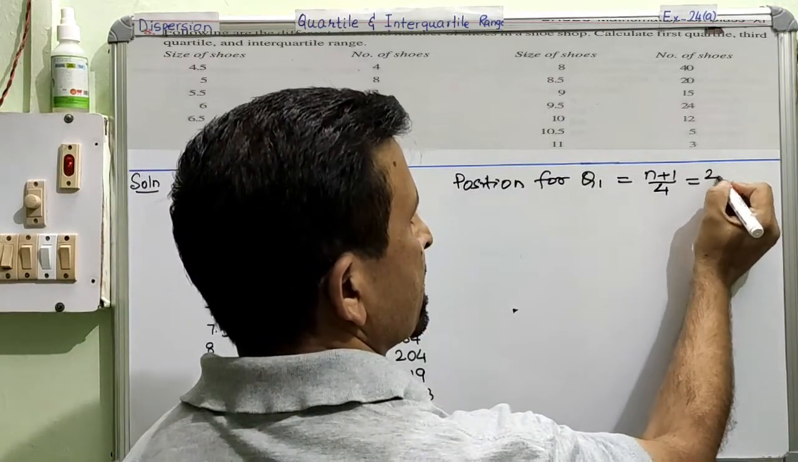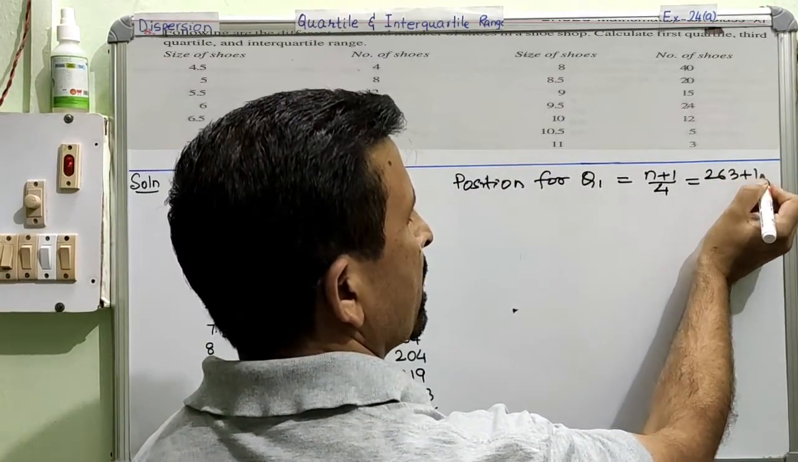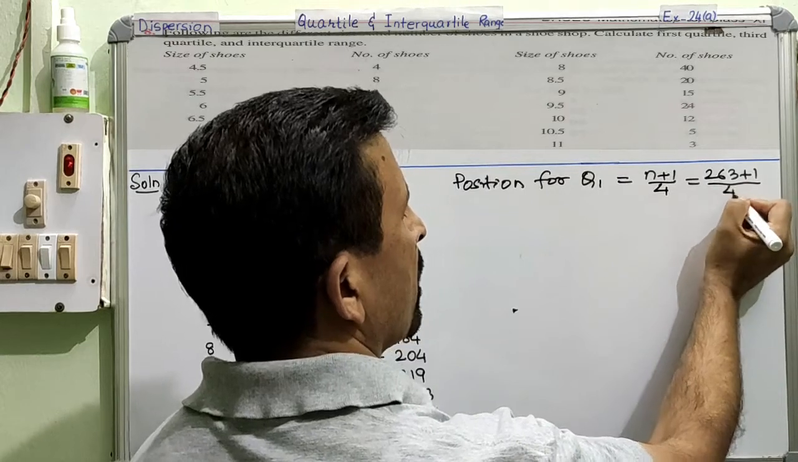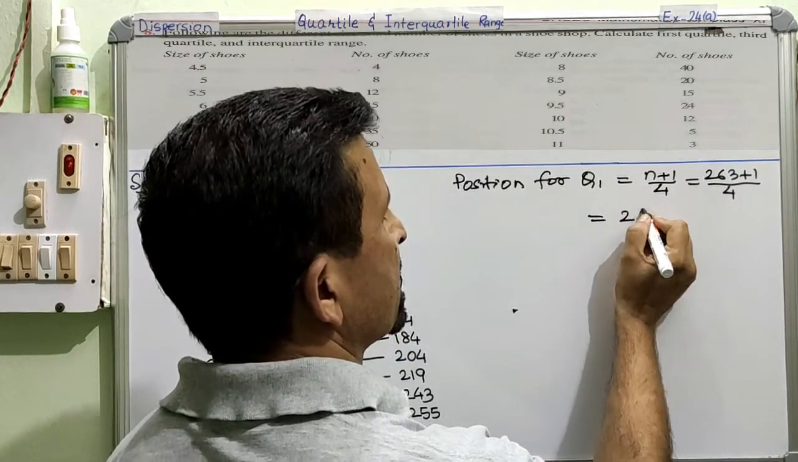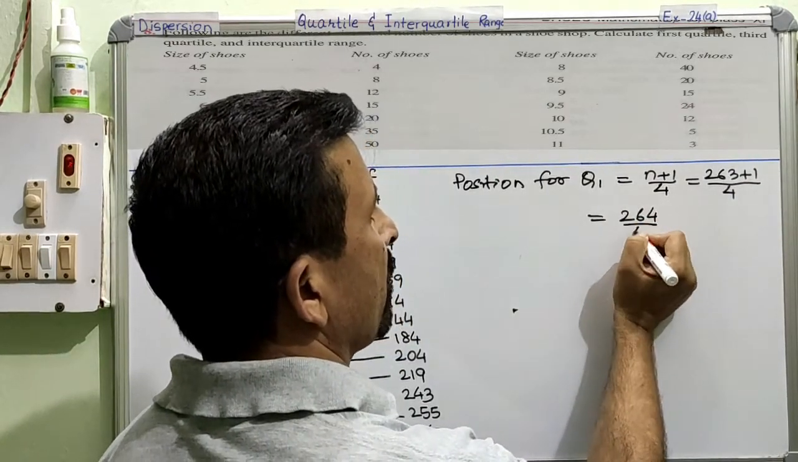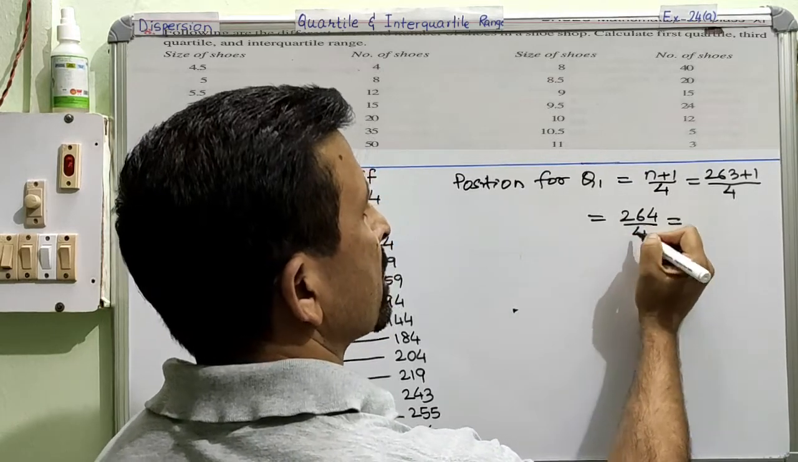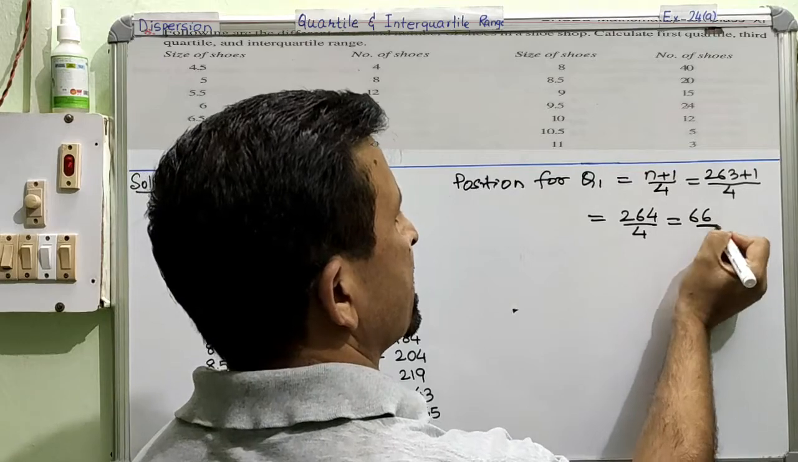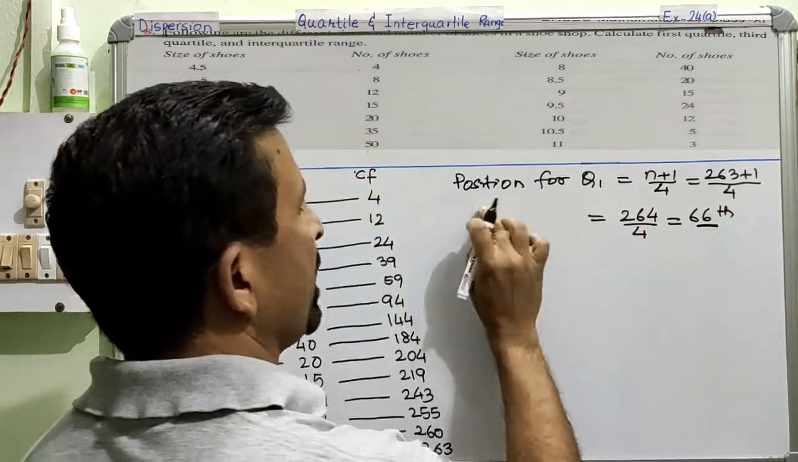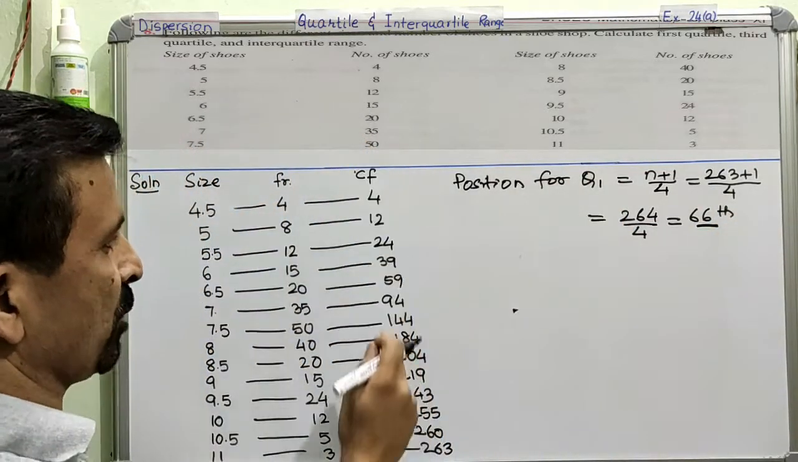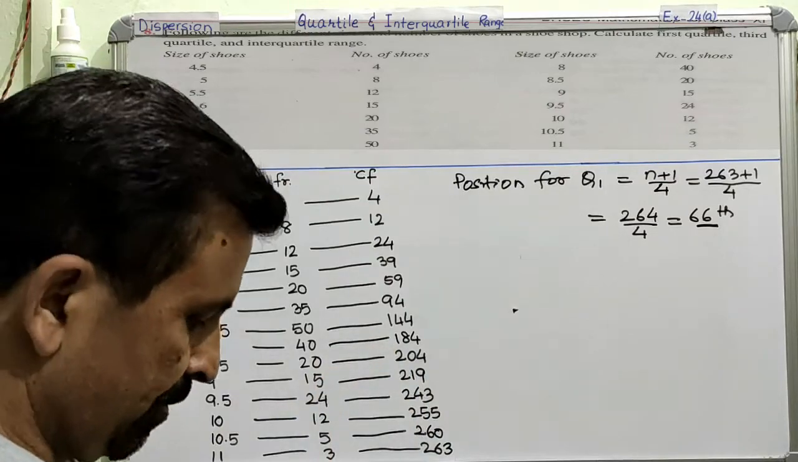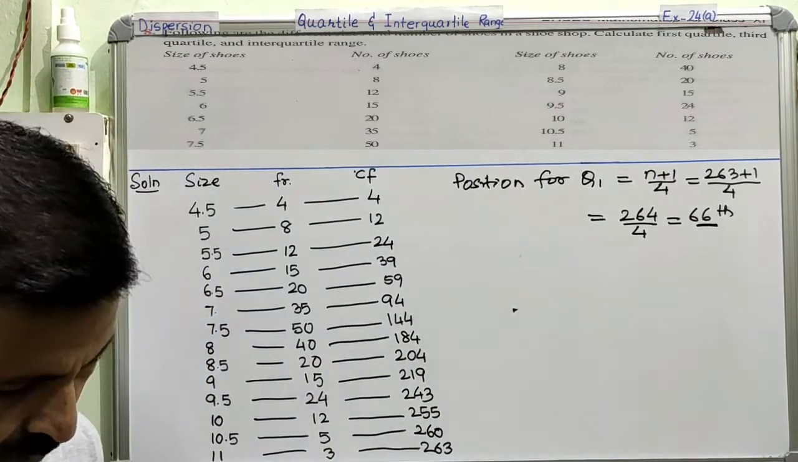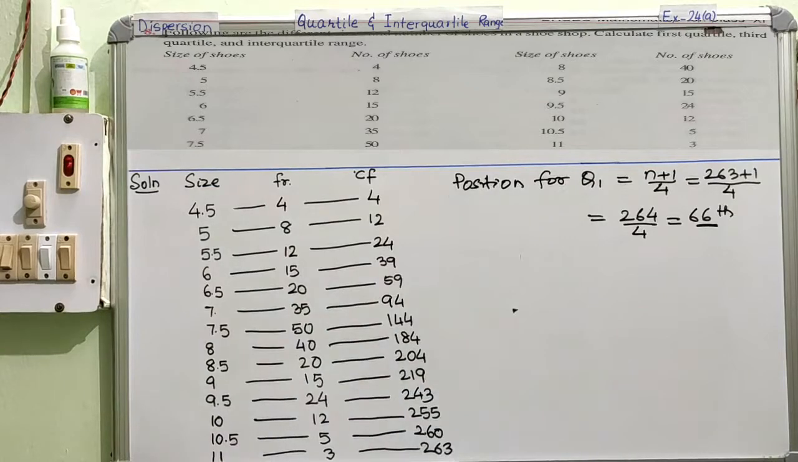So 263 plus 1 divided by 4. This becomes 264 divided by 4. Clear? So simplify. 4 6 are 24 and 4 6 are 24. So the 66th term will be your Q1. Now we have to find out where the 66th term is. Is this very clear? So let us start searching for it.